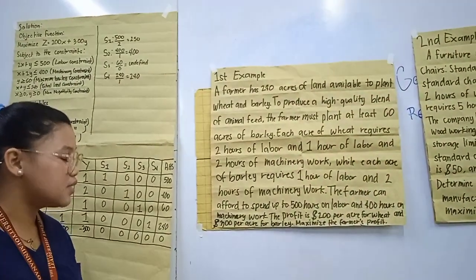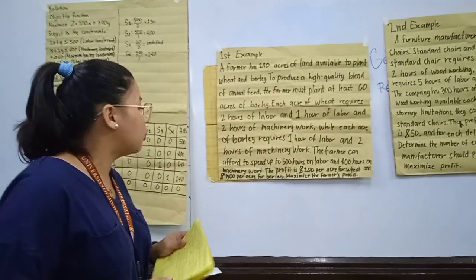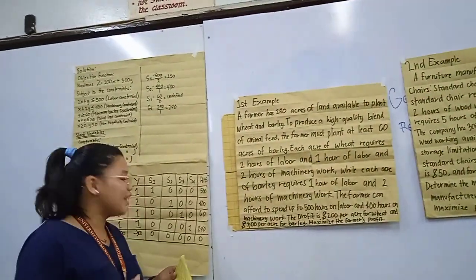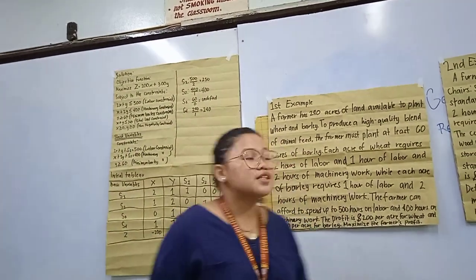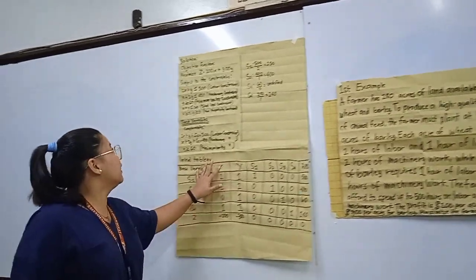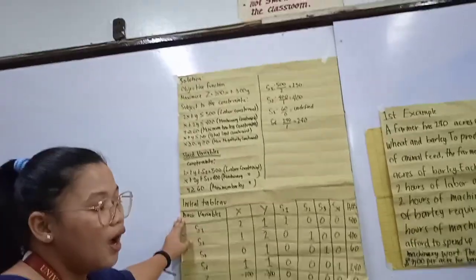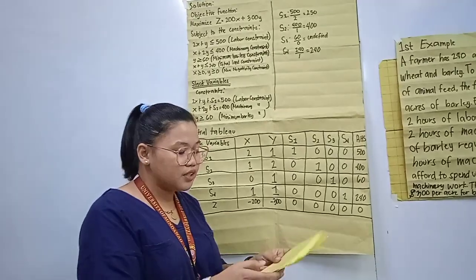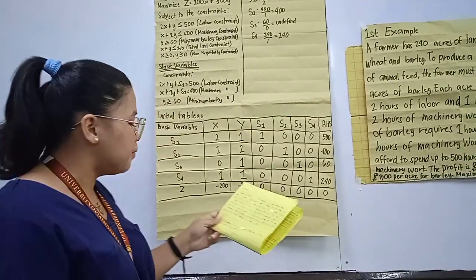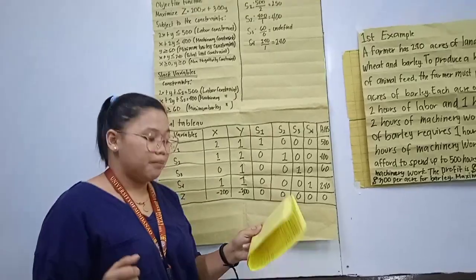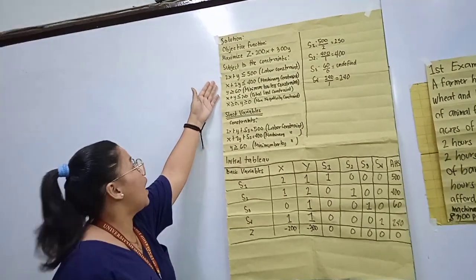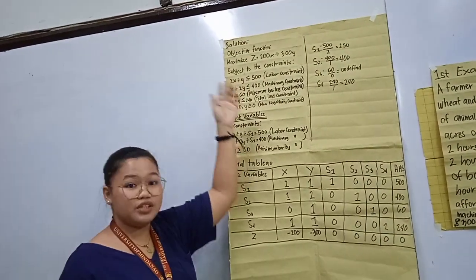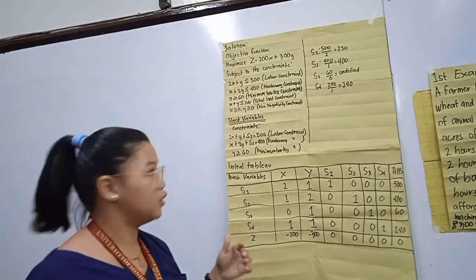The profit is $200 per acre for wheat and $300 per acre for barley. Maximize the farmer's profit. So, here is the solution. Let X be the number of acres of wheat planted and Y be the number of acres of barley planted. For this, we write the objective function: maximize Z equals 200X plus 300Y.